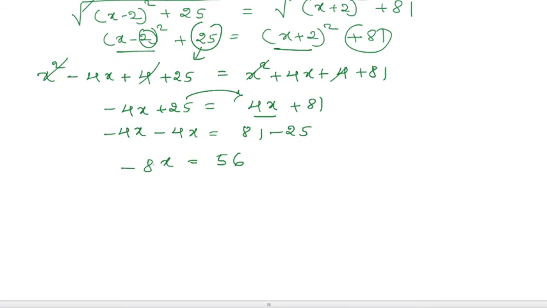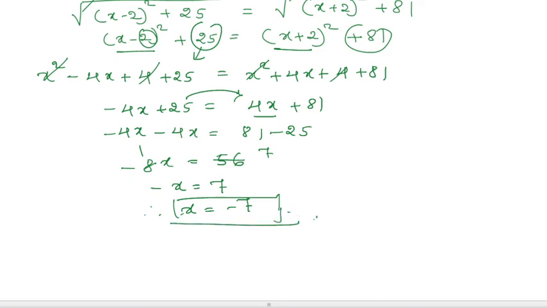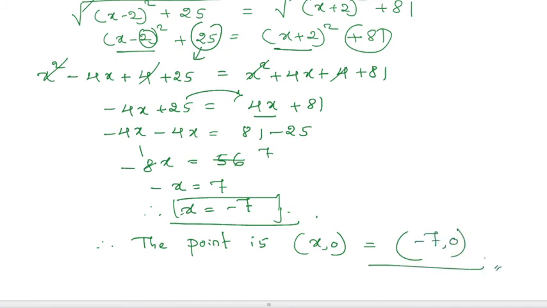So here the minus value is there. 8 ones are 8, 8 sevens are 56. So what will we get? Minus x is equal to 7. Therefore x is equal to minus 7. It is the value of x. Therefore we have to write, therefore the point is (x, 0), which is equal to (minus 7, 0). Clear?